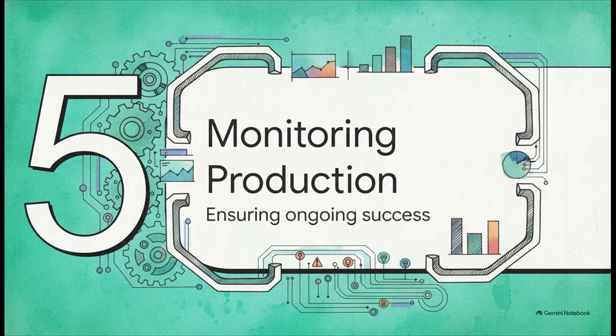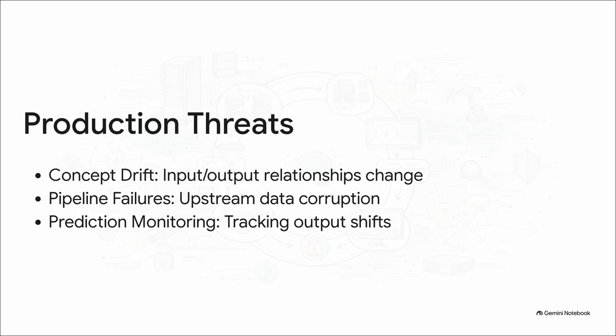Which brings us to Section 5, Monitoring for Production Success. Here's a harsh reality. Unlike traditional software, machine learning models actually degrade over time. Why? Because the real world changes.